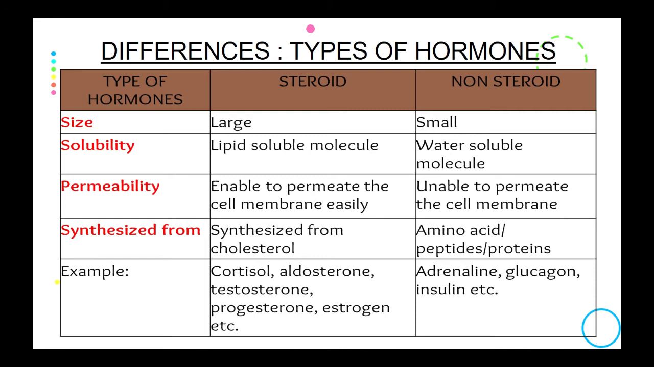Steroid hormones are synthesized from cholesterol, while non-steroid hormones are from amino acid, peptide, or protein. Examples of steroid hormones: cortisol, aldosterone, testosterone, progesterone, and estrogen. While examples of non-steroid hormones: adrenaline, glucagon, and insulin.